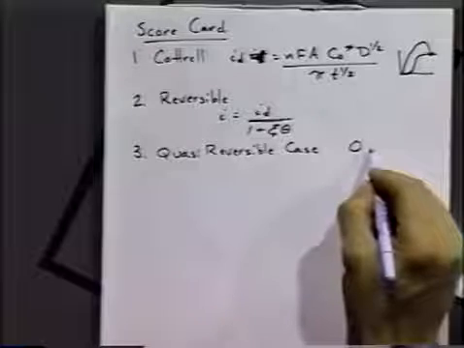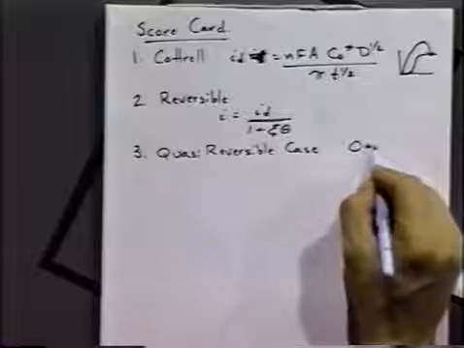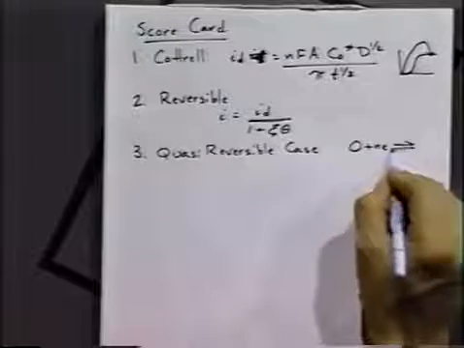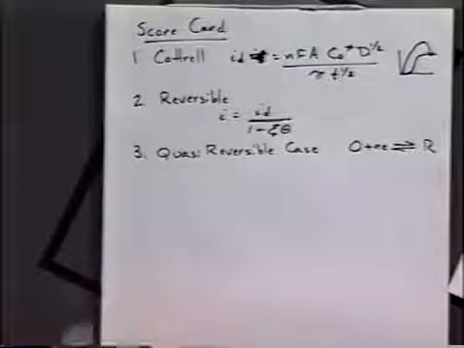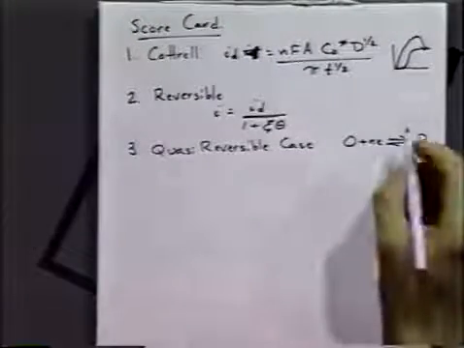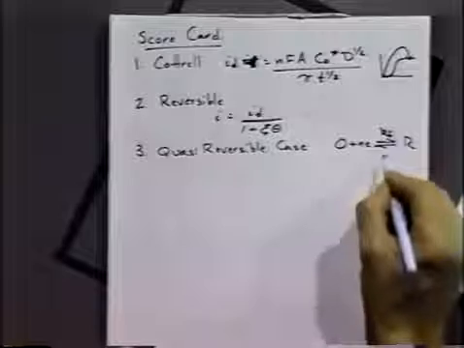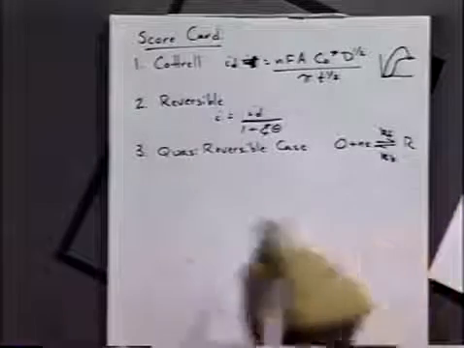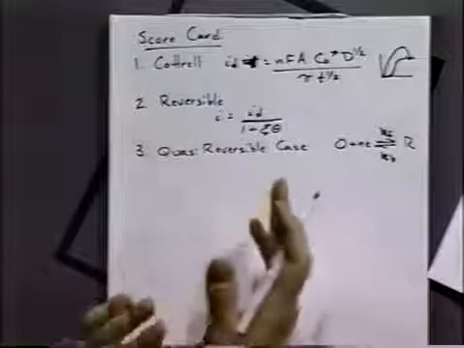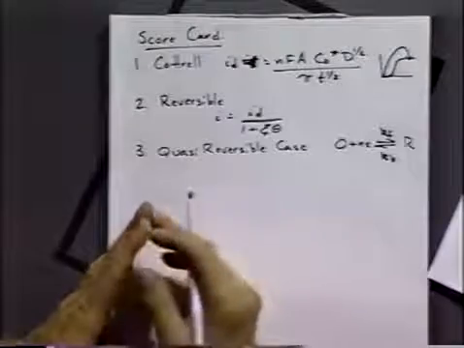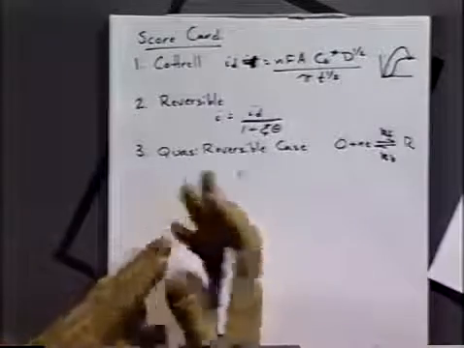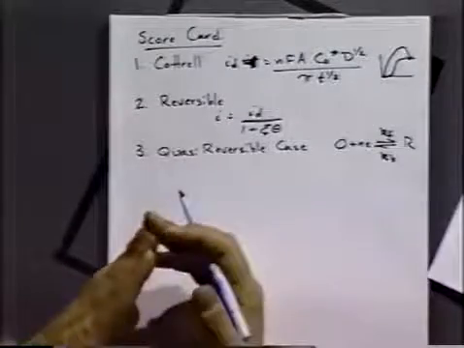Okay, let's think about what we're doing here. We have O plus n electrons going to R. The quasi-reversible case would be the situation where the forward and back rates are appreciable, but not so slow as to eliminate the possibility of one or the other.